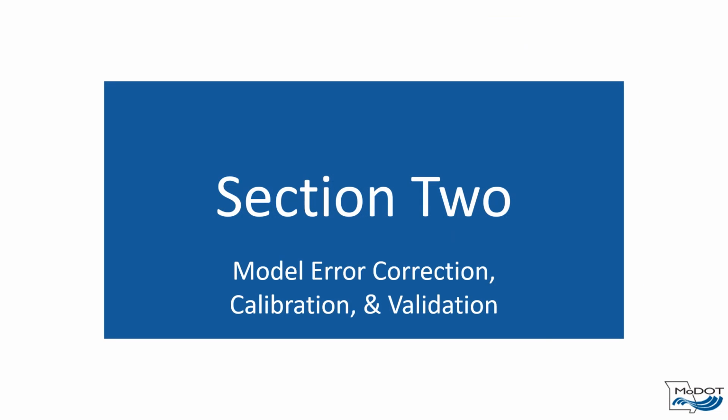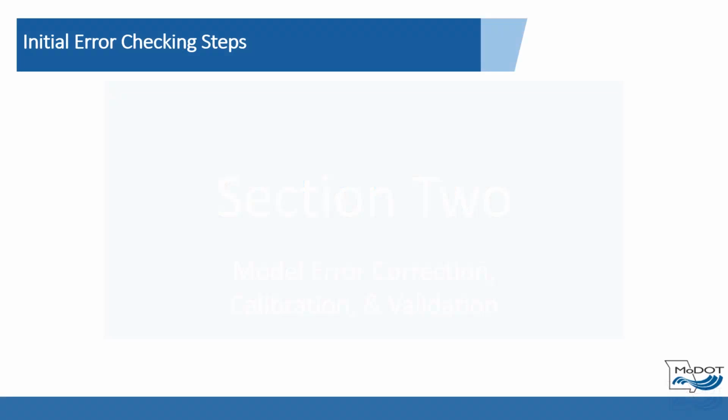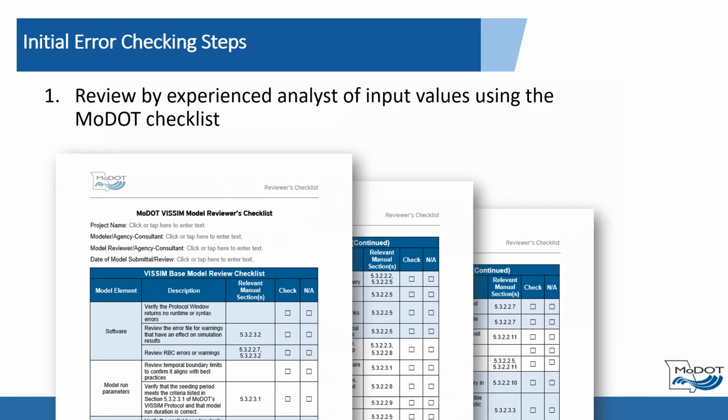After all base model inputs are completed, the next step is to test the uncalibrated model for coding and logic errors. Prior to running the model, it is good practice to have another analyst with Vissim experience review basic elements in the model for accuracy and completeness. A detailed table for this step is located in EPG 905.3.5.6.